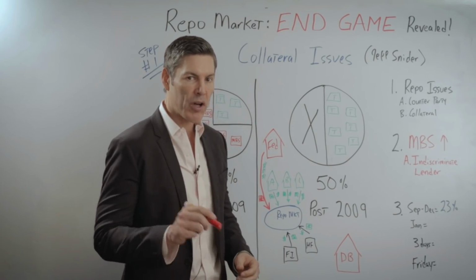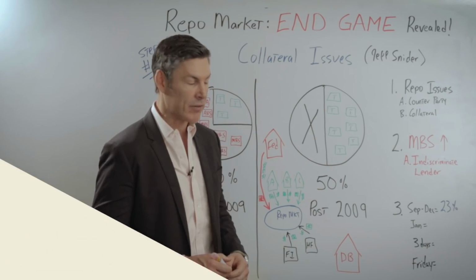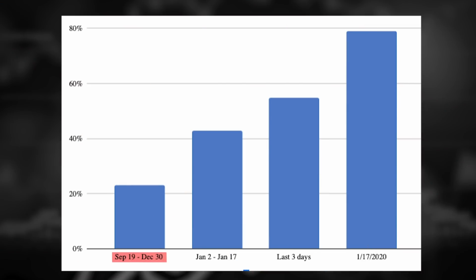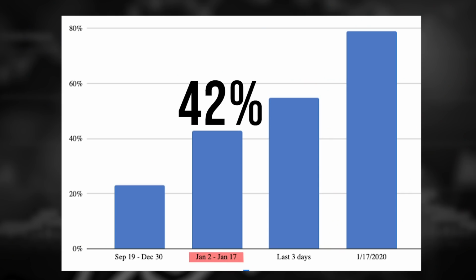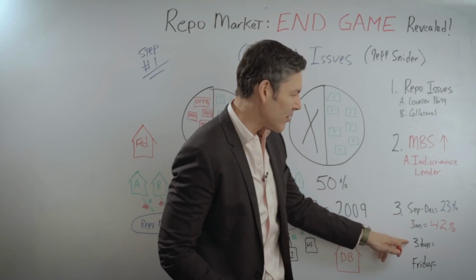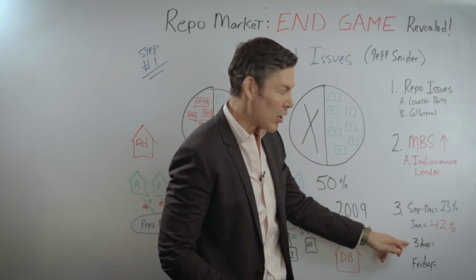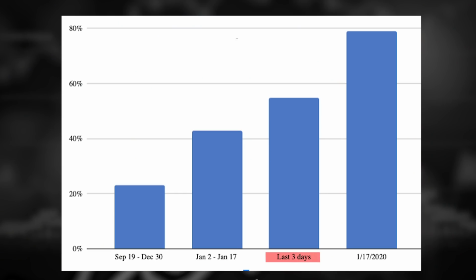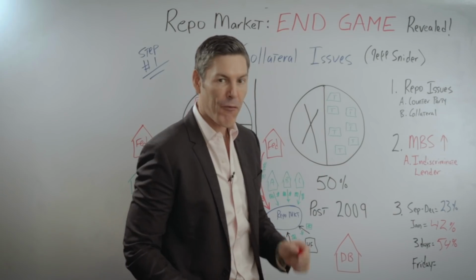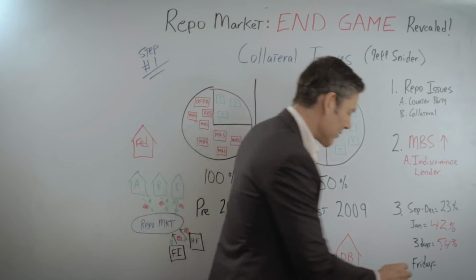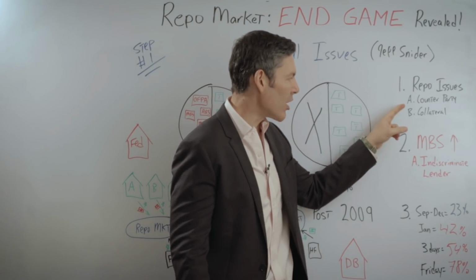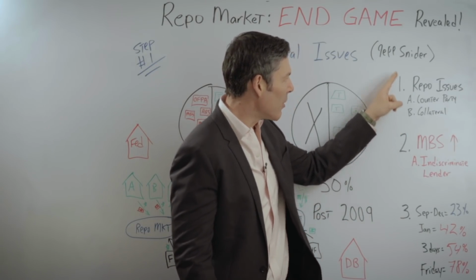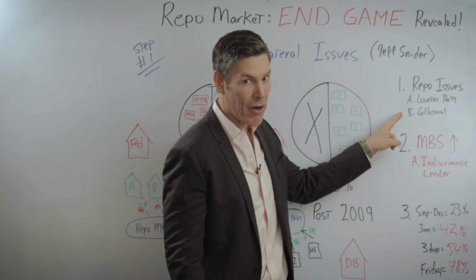So has the amount of mortgage-backed securities being used in the repo market increased? Well, September through December, the percentage was 23%. In January, that percentage increased to 42%. The last 3 days the repo market has been open, the percentage has increased to 54%. And Friday, it increased to 78%. This shows us that the repo issues not only include counterparty risk, but as Jeff Snyder pointed out, collateral.